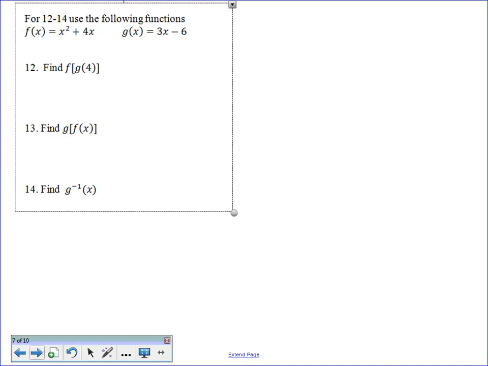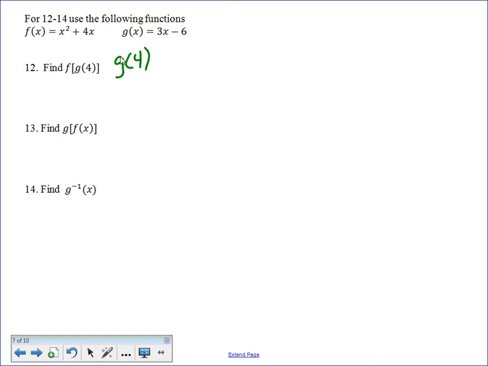All right, use the following functions. Find f of g of 4. So for this one, I'm going to start off with finding g of 4, which is 3 times 4 minus 6, or 6. So g of 4 equals 6.